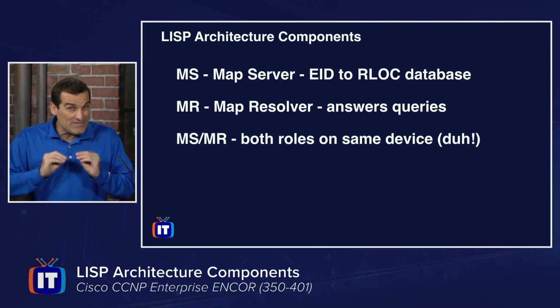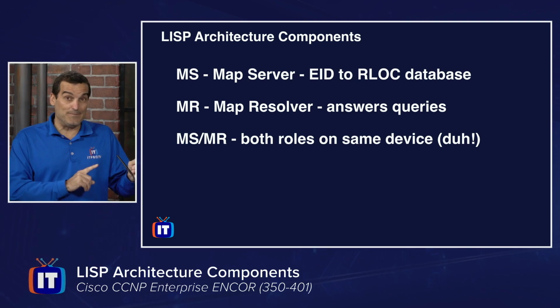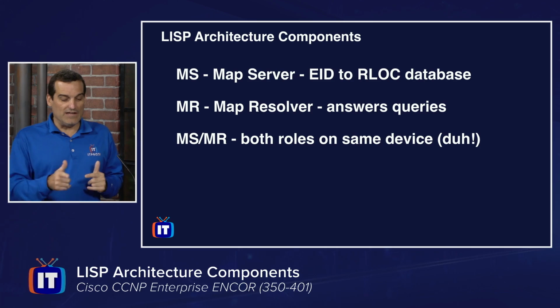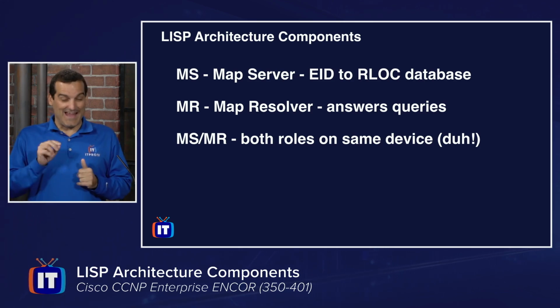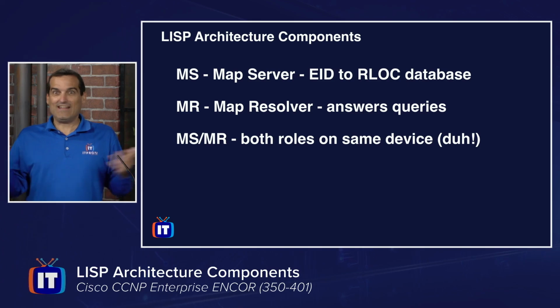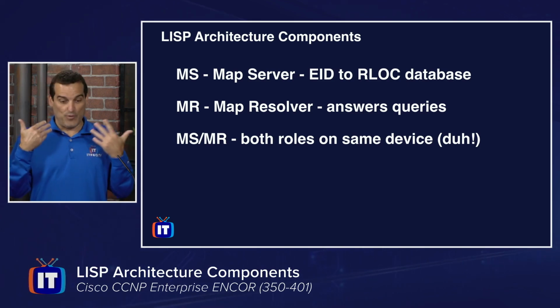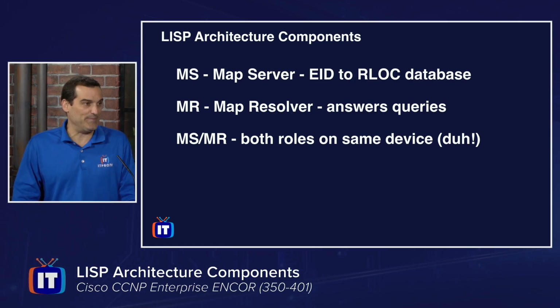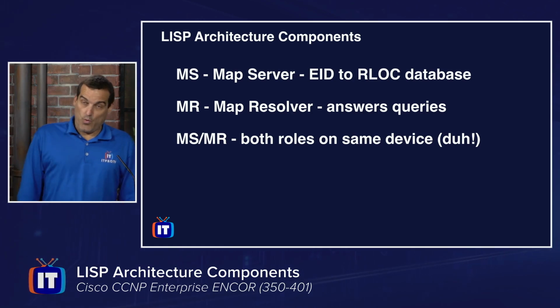Remember, those are two distinct roles technically, but they're often the same device. They're often the same router, and you'll see oftentimes that's MS-MR. And that's just to say, duh, it's both a map server and a map resolver. Woo! So it looks like a lot of stuff, but don't be intimidated by that list of architectural components. As we said, many of them are so easy. They're just an umbrella term to refer to all of them.